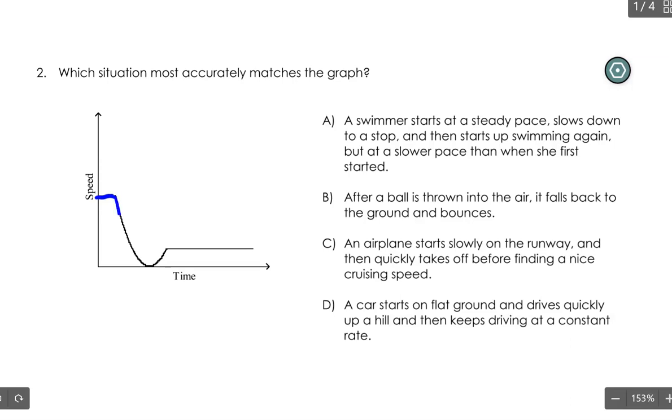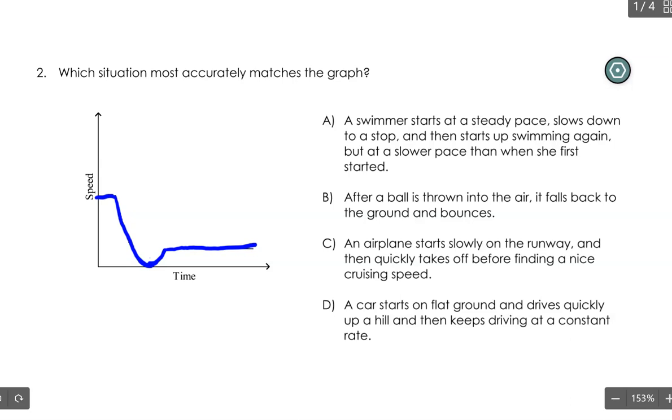Then I start decreasing. And then once I hit this point, once I hit 0, right, for speed, I stop for a quick second, then I go back up. And then at that point, I'm staying the same. So you got to think about which of these 4 would match the description I gave you. Okay? Now, look at D. A car starts on flat ground and drives quickly up a hill and then keeps driving at a constant rate.